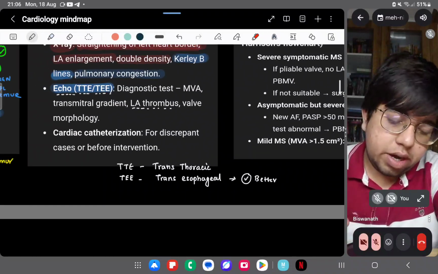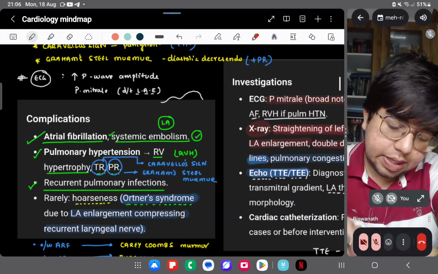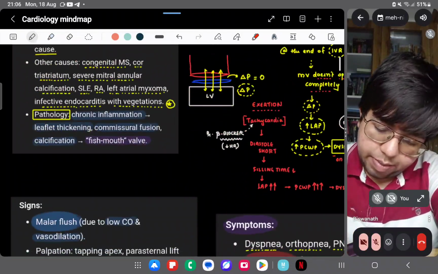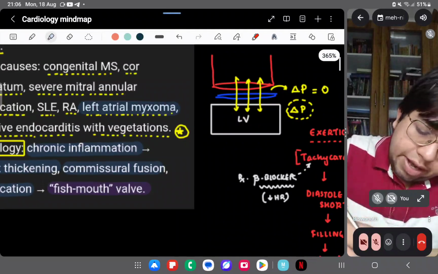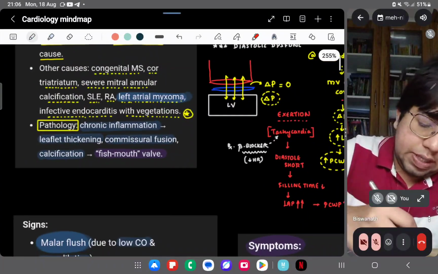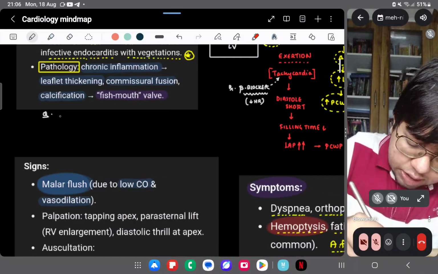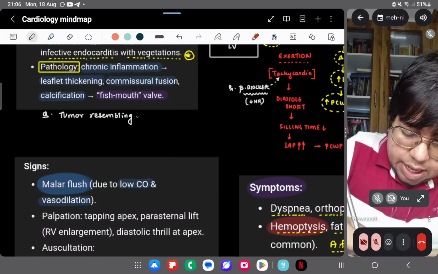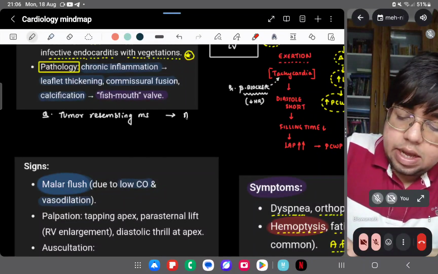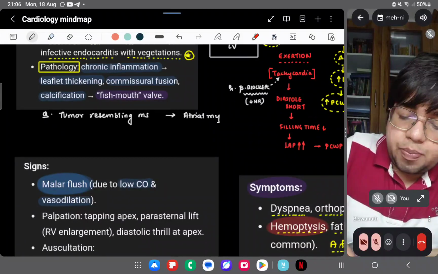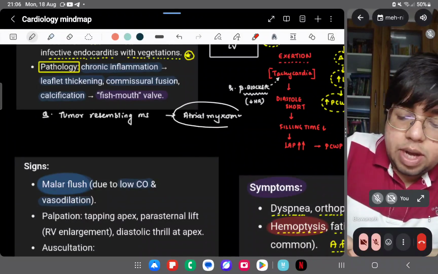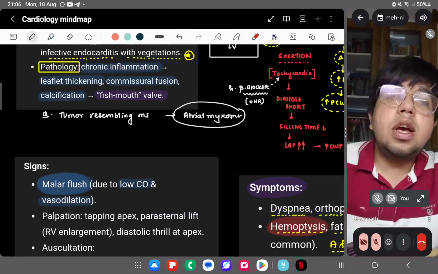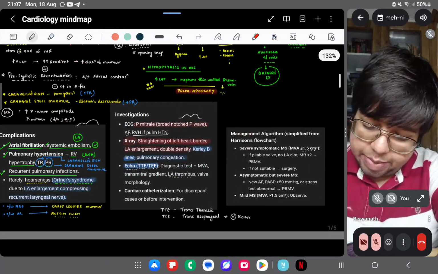And which tumor resembles this? I told you, left atrial myxoma is basically a tumor which resembles MS. So the question is coming that the tumor resembling MS is basically atrial myxoma. Atrial myxoma has a manifestation of this. Now we'll move to some treatment aspects.